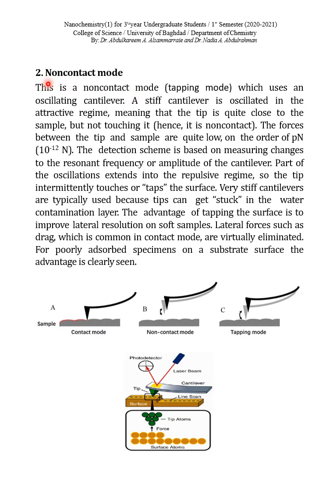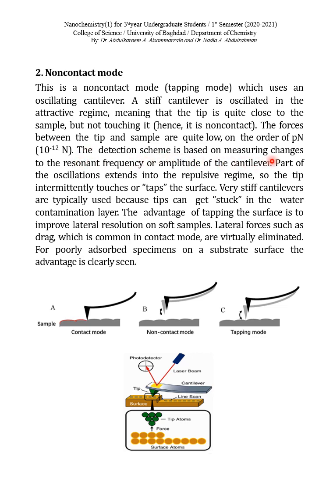So the second operation system in AFM is the non-contact mode. This is a non-contact mode or tapping mode which uses an oscillating cantilever. A stiff cantilever is oscillated in the attractive regime, meaning that the tip is quite close to the sample but not touching it, hence it is non-contact. The forces between the tip and the sample are quite low, on the order of piconewton. This is 10 to minus 12 Newton.